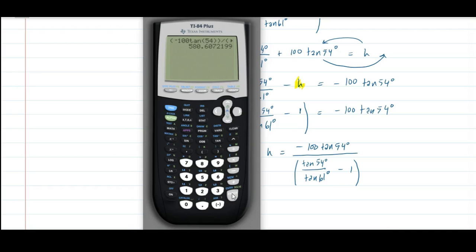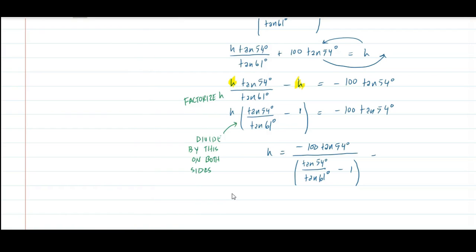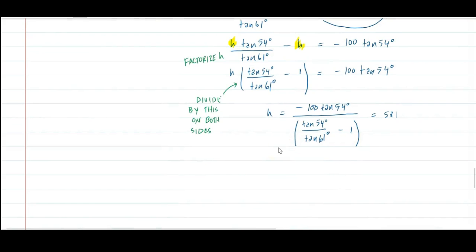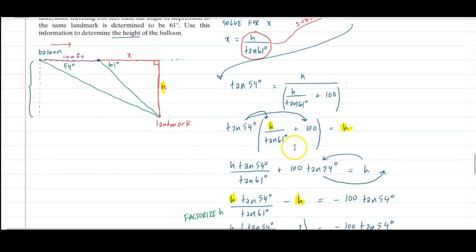580.6, or approximated to 500 and, let's say, 81. I believe it was talking about feet. So 581 feet. So Francisco is that high above the ground.